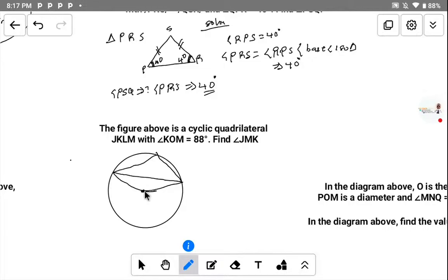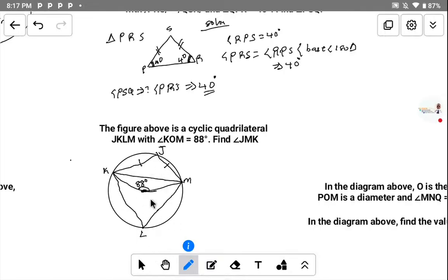This angle at the center is given in the question as 88 degrees. So we have 88 degrees here, and we also have this angle K here, and this will be angle J, and this angle is M here. This line forms another angle, and this one is given as L.